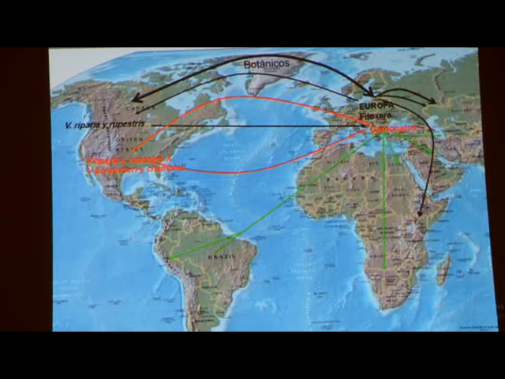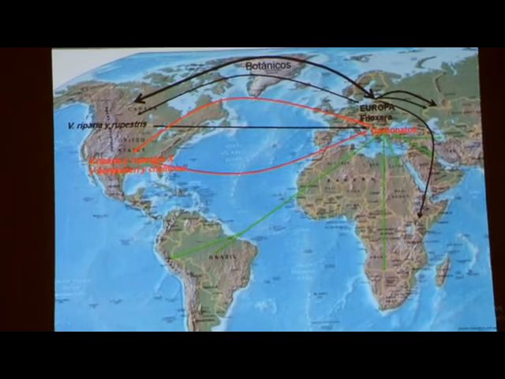But we didn't get any rootstock in Chile because we didn't have any Phylloxera.